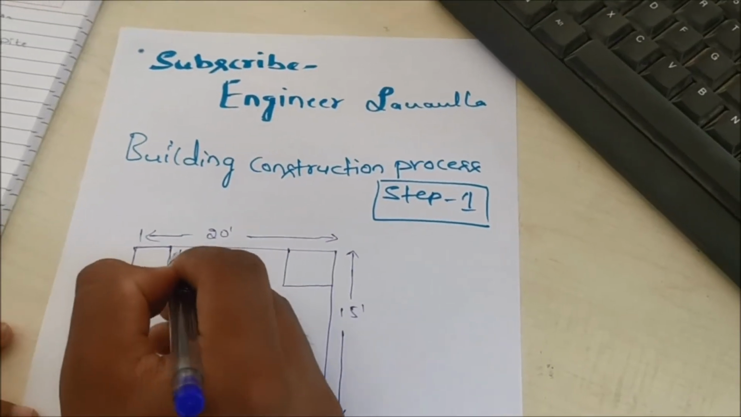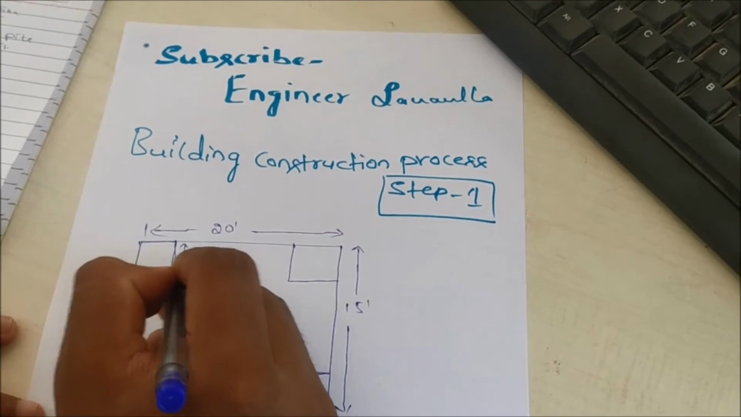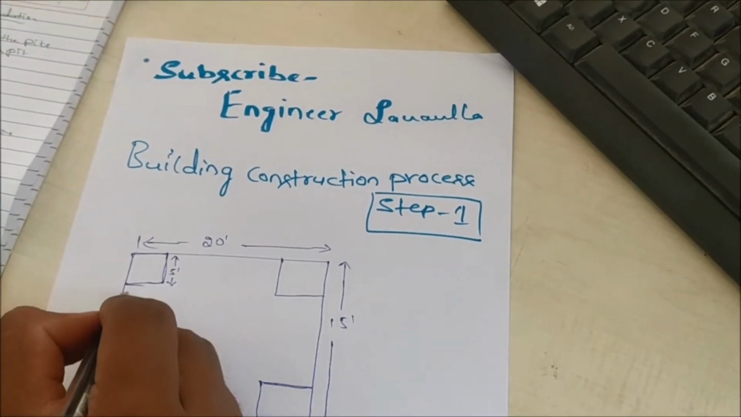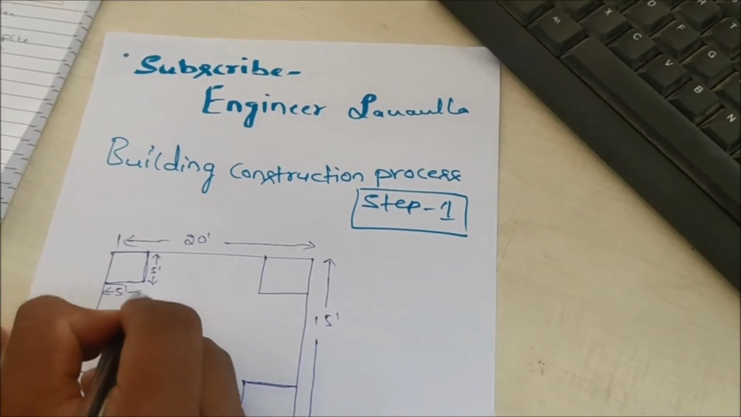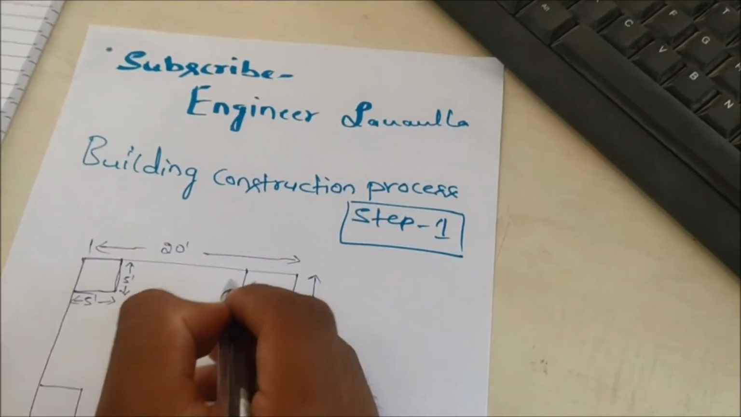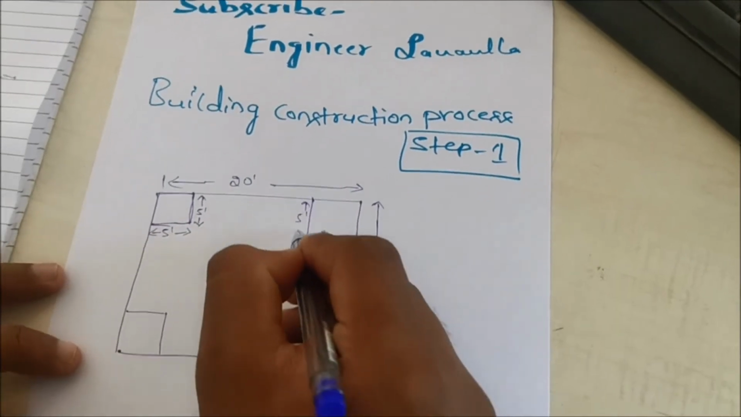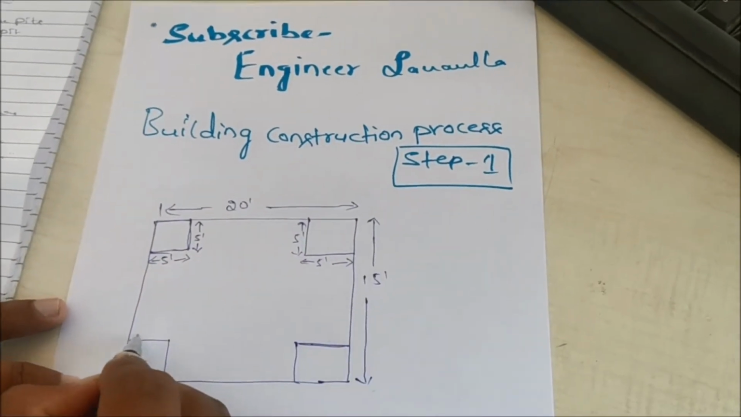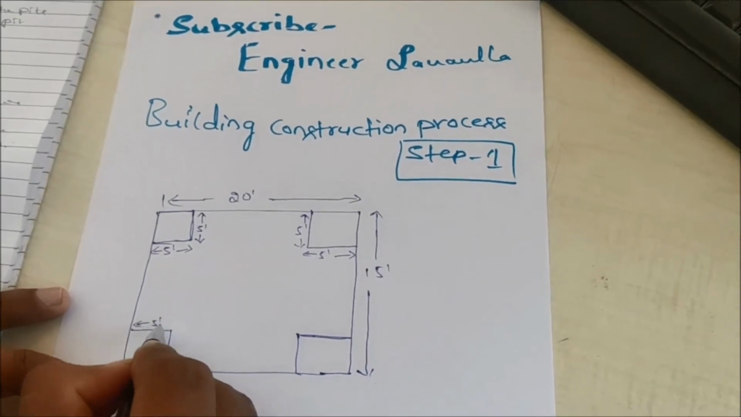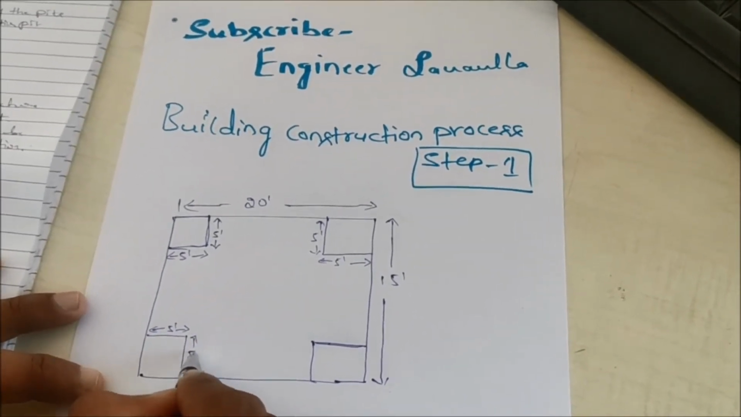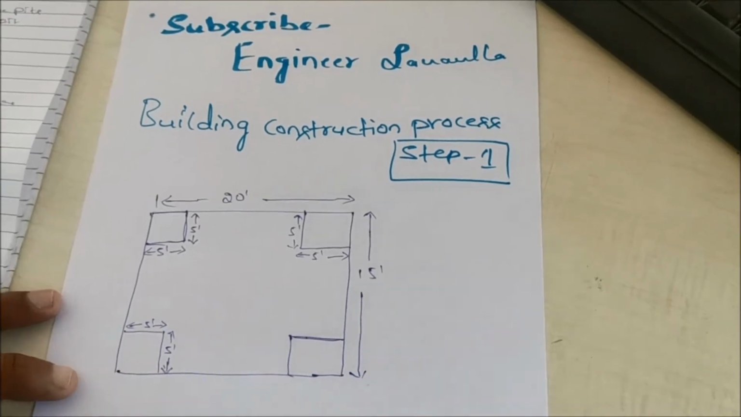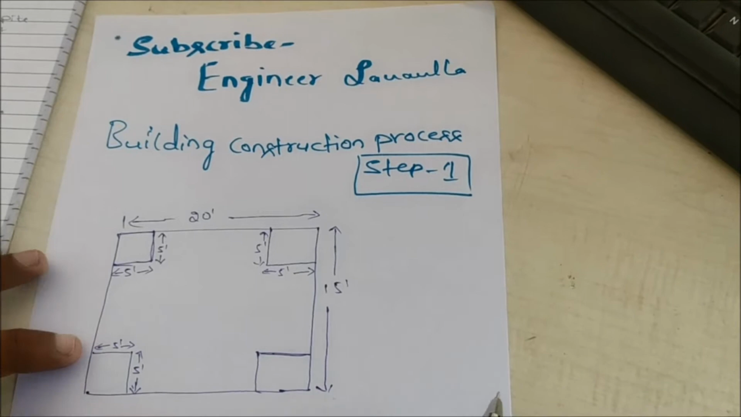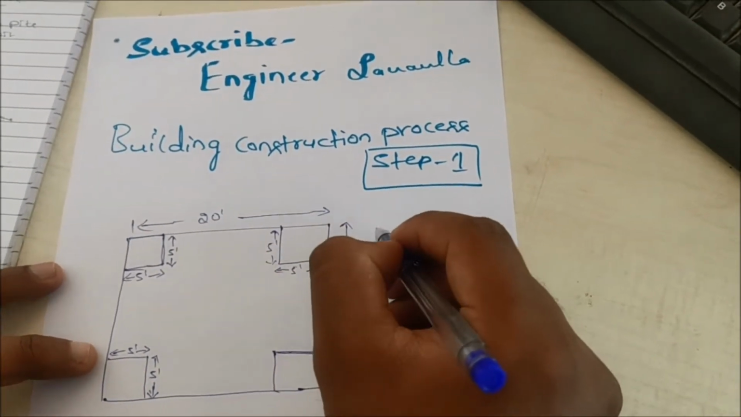We have to take the minimum width of 5 feet, and here the pit size is 5 feet. As per the same, we have to take 5 feet here in width, and then this 5 feet. The depth is as per the bearing capacity of the soil. Different types of soil are available, as you know. So for hard soil, the minimum depth should be taken.